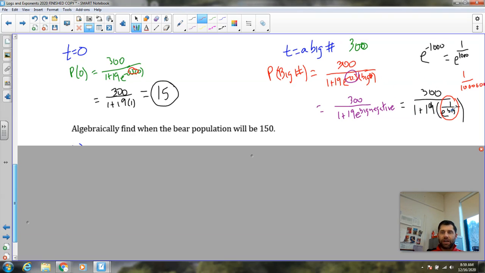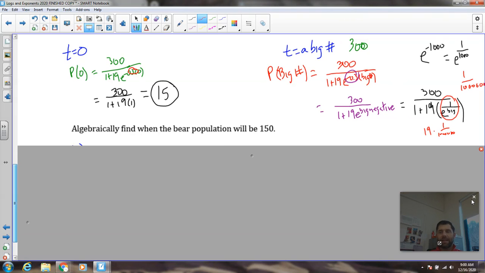1 over a really gigantic number is a really small number, which you might as well just think about as 0. So even if you went to your calculator and did 19 times 1 over a really large number, that's basically 19 times 0.00000000000000001. That number is so small, it's really negligible, and it might as well be 0. And that's the idea of what a limit is in calculus. That number is so small, it might as well just be a 0.